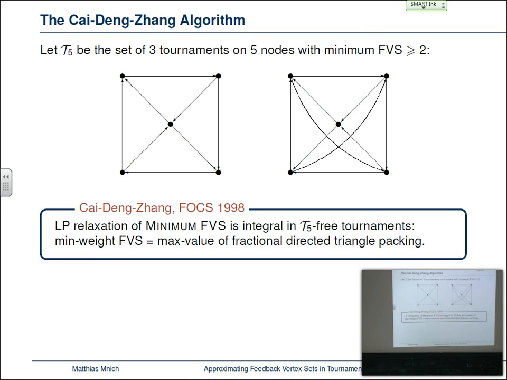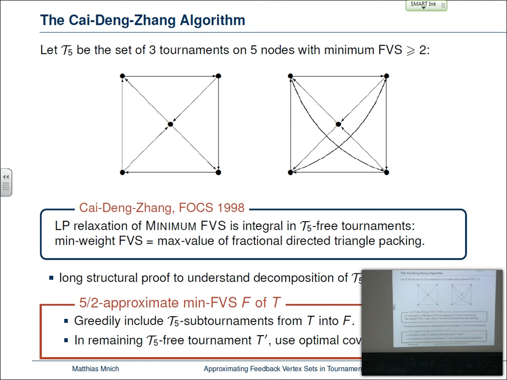And what they showed is that if you have a tournament that is T5-free, which does not contain these 3 tournaments as a subtournament, then you have an integral linear program. So the minimum weight of a feedback vertex set is exactly equal to the maximum value of a fractional directed triangle packing. A directed triangle packing is, of course, always a lower bound on the size of a feedback vertex set. And if you're in a T5-free tournament, they showed that these 2 quantities are exactly the same. And the proof is really very long, and exploits this to the fullest.